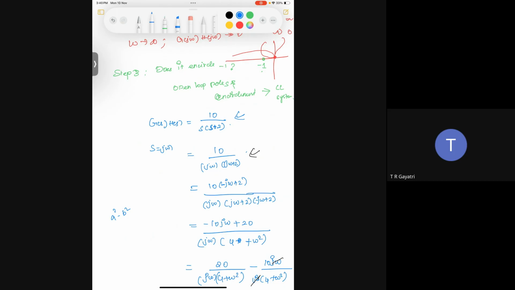I will ask a few basic questions, like practice questions in week 7, on this Nyquist plot based on this. Week 7, right?